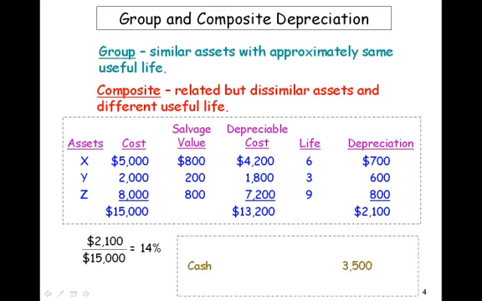Let's assume we sell asset X for $3,500. All we know about X is its cost of $5,000. We don't know its accumulated depreciation or book value. Therefore, we can't record a gain or loss. As a result, we assume that the difference between the $5,000 and $3,500 is the amount of accumulated depreciation that comes off the books.